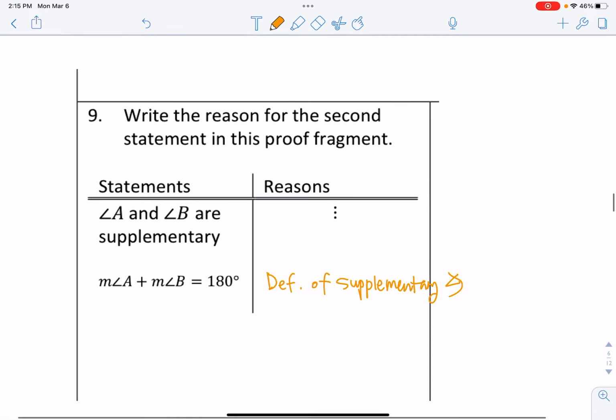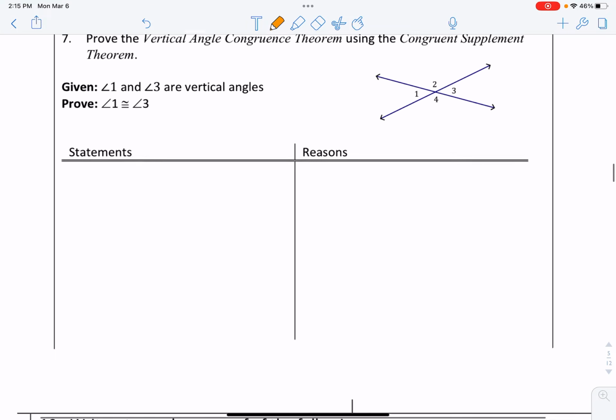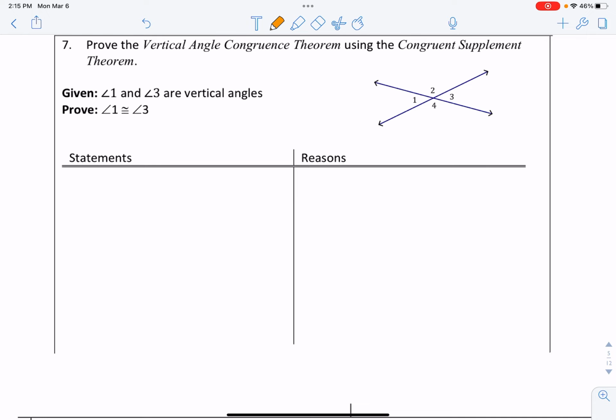And then if we use one of those things to prove this, look at this one. They ask to prove the vertical angles congruent theorem using the congruent supplements theorem. So first, given is angle 1 and angle 3 are vertical angles, as a given.